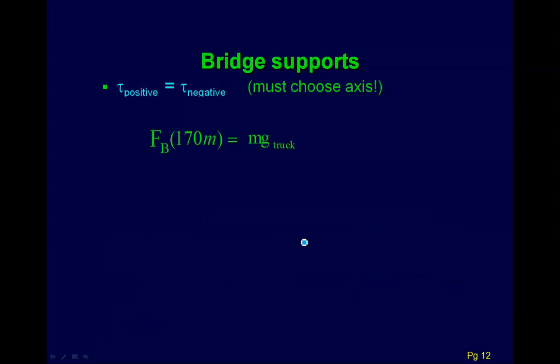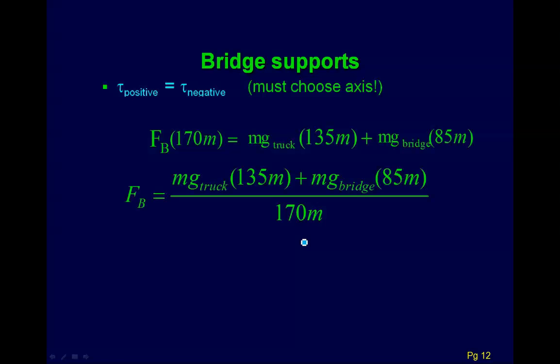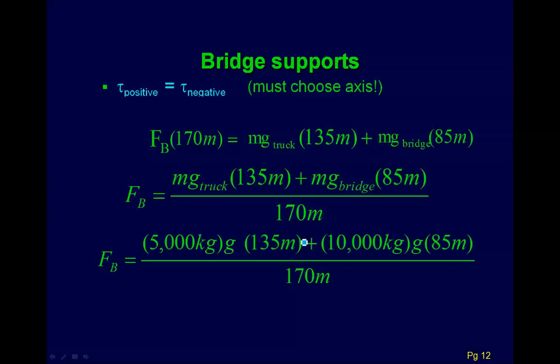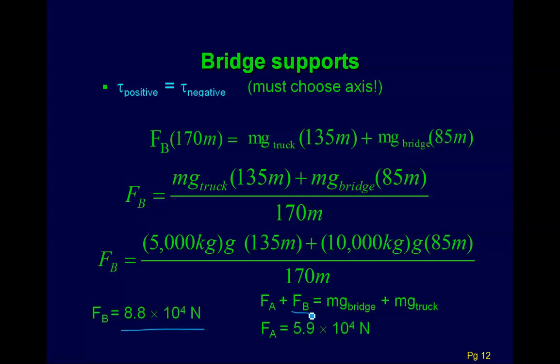Now, at this point, this is just algebra, and so the hard part is over in a sense. You can go through and solve for FB, and I got 8.8 times 10 to the 4 newtons. Now you can solve FA by doing a similar torque equation over again, or you can just take that equation we had before. Now we know FB, so there's only one unknown. I can solve this for FA, and I get 5.9 times 10 to the 4 newtons. So that's a pretty standard static problem.